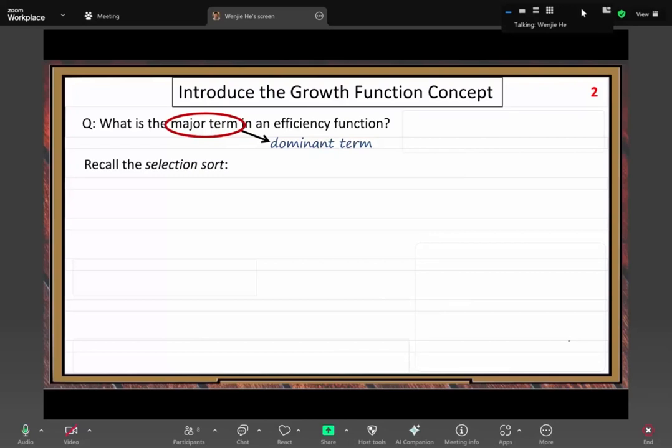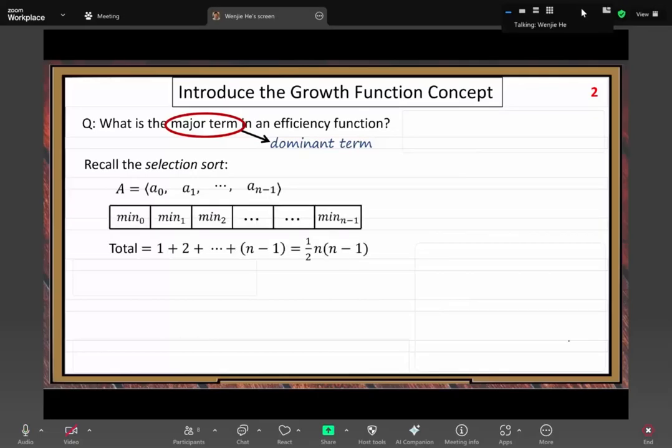The selection sort, let's look at the efficiency function for the selection sort. So this is the efficiency function. Now, we want to write it in two terms. The first term is much larger than the second term. The first term, we call it a dominant term. The second term, minor term.